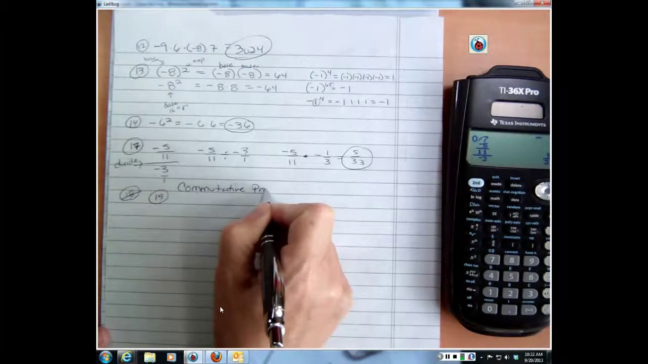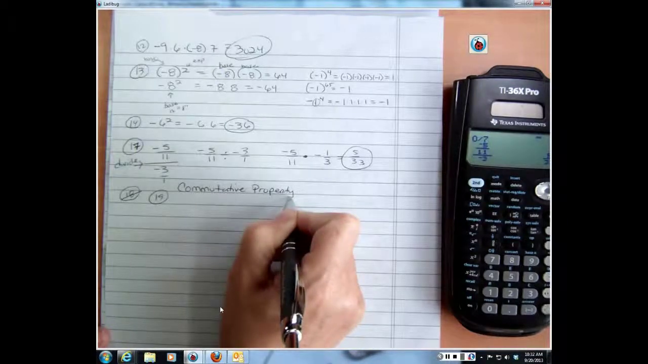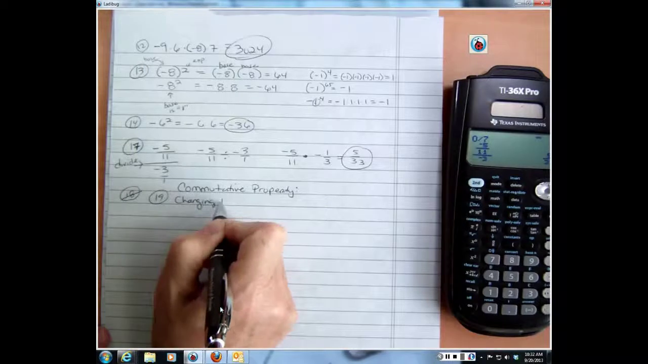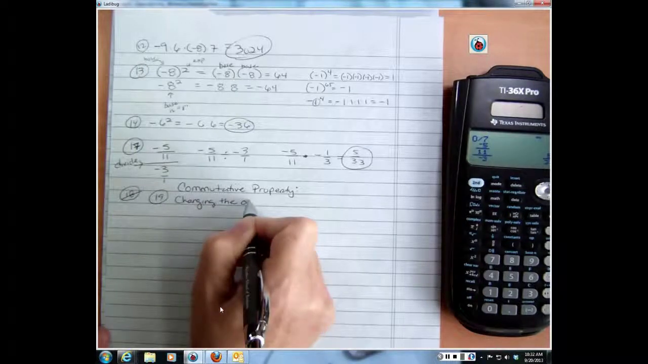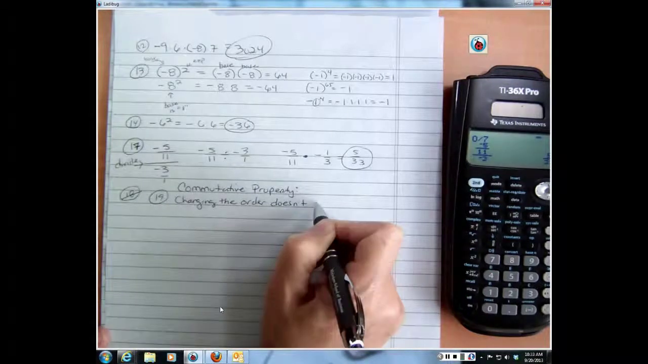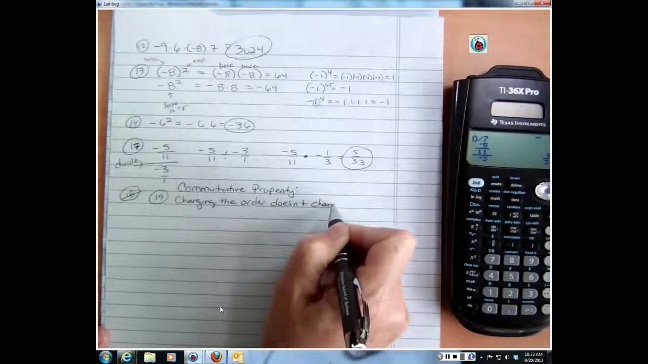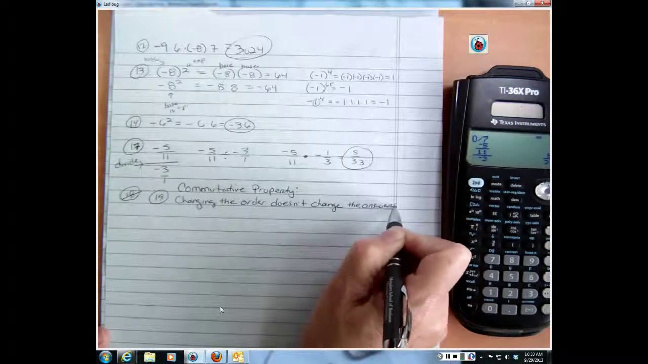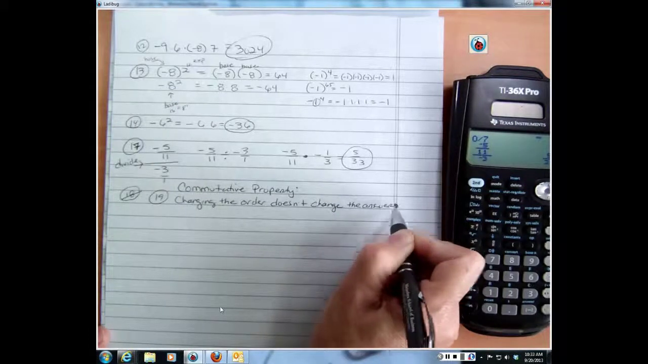Commutative property says, in words, changing the order doesn't change the answer. The answer, just one answer.